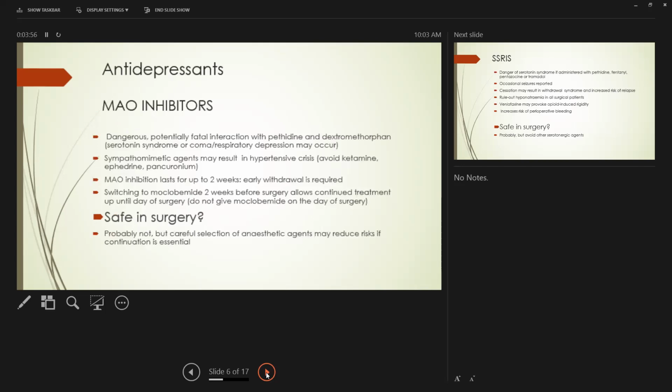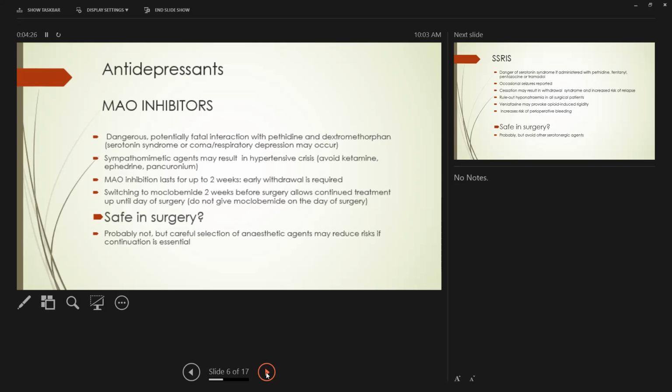Now antidepressants. First one is MAO inhibitors. Dangerous, potentially fatal interaction with pethidine and dexamethasone. Serotonin syndrome or coma and respiratory depression may occur. Sympathomimetic agents may result in hypertensive crisis. Avoid ketamine, ephedrine, pancuronium.